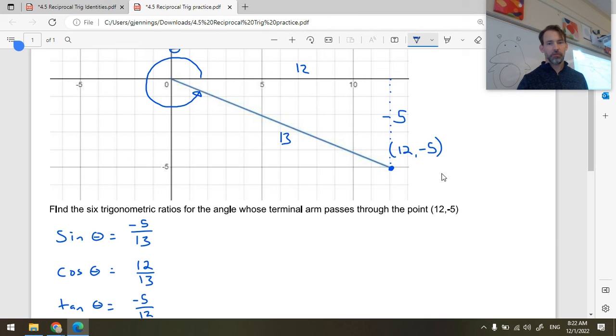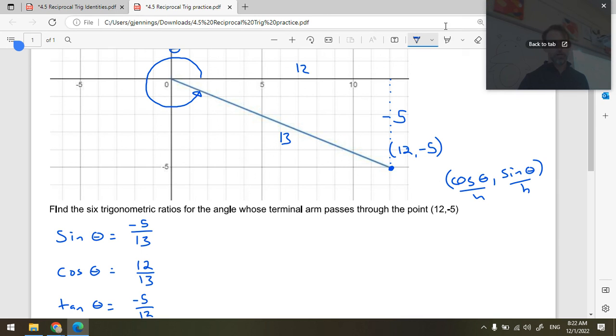You can also think of this as cosine theta and sine theta, but in these cases I have to divide by h to give me these. That's kind of not right what I just wrote, but I don't want to think about it.